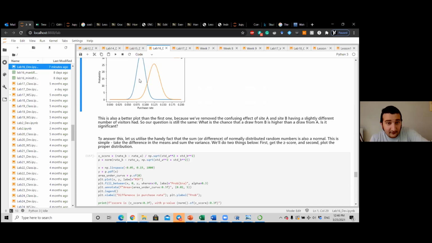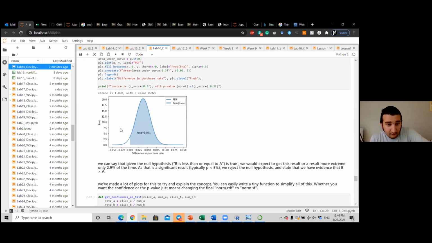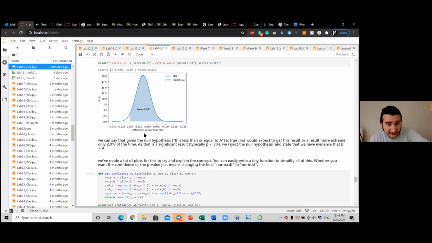So now, instead of 2, I have 1 plot. And this is the difference in purchase rate. So I have subtracted the purchase rate of A from B. What do you see here at 0? What does 0 mean? 0 probability? No, we're looking at the bottom, right? Probability is on the y-axis. This 0 is on the x-axis, which is showing you the difference in purchase rate. So when that's 0, it means that there is no difference in purchase rate. Okay?